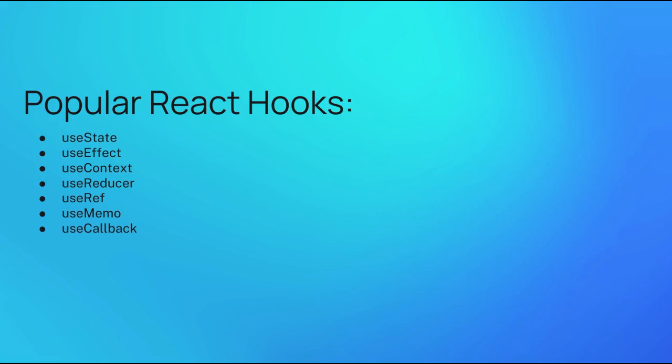UseMemo lets you cache or memoize the result of a calculation between component re-renders. It optimizes performance by preventing unnecessary, expensive recalculations when unrelated state or props change. UseCallback caches a function definition between component re-renders to optimize performance.